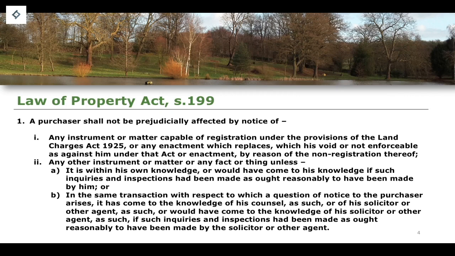So that's constructive notice. There is a burden on the purchaser to make inquiries and inspections which ought to have reasonably been made in the process of purchasing title. That is constructive notice. Part B then talks about imputed notice, talking about in the exact same transaction, if the notice to the purchaser arises, but hasn't come to the knowledge of the purchaser themselves directly, but has come to the knowledge of his counsel or of his solicitor or other agents, and then talks about how actual and constructive notice can apply to that of the representatives of the purchaser.